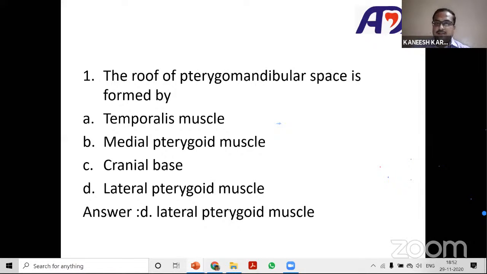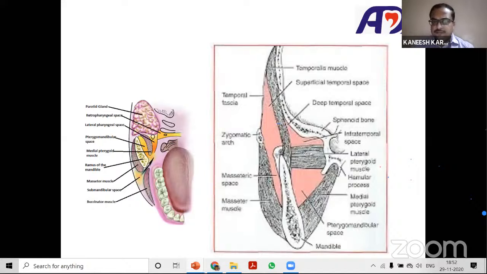So here, as we already discussed, this is the medial pterygoid muscle, this is the ramus of the mandible, and this is the lateral pterygoid. So this is the pterygomandibular space. Medially, there is medial pterygoid, M for M. Laterally, the medial surface of the ramus of the mandible. Superiorly, there is lateral pterygoid. Posteriorly, there is parotid gland, P for P. Anteriorly, there is the pterygomandibular raphe.